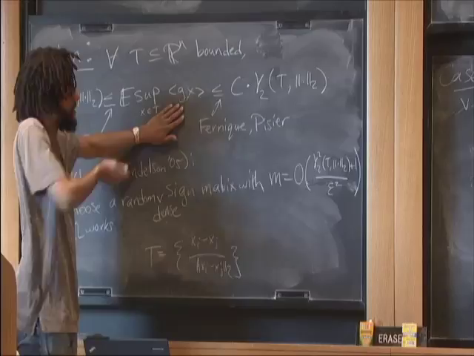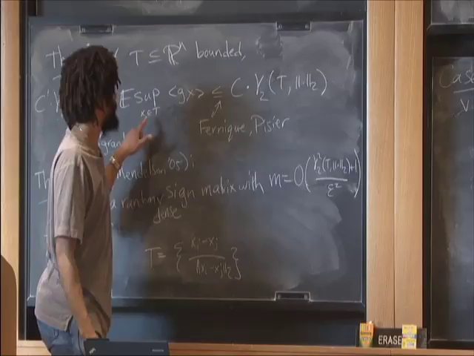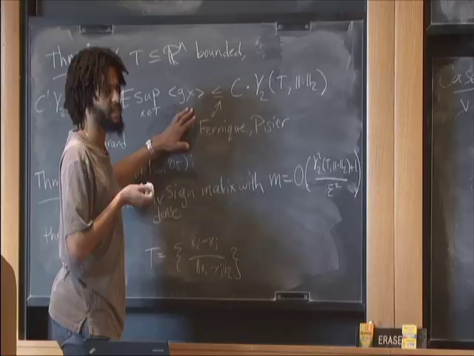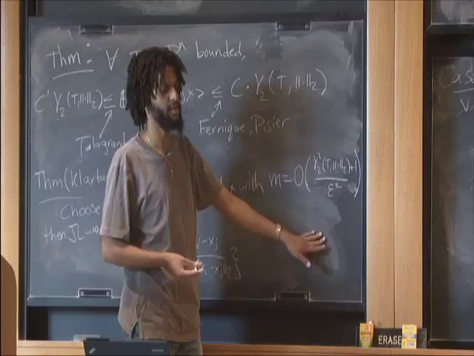So for example, if x_1 up to x_n are an arbitrary set of n vectors, then these are some n squared arbitrary unit vectors. So let's look at g dot x. And you have n squared different g dot x's. The sup is going to be at most root log n squared, which is like root log n. So gamma 2 squared is like log n. So you get log n over epsilon squared. So that implies the JL lemma.